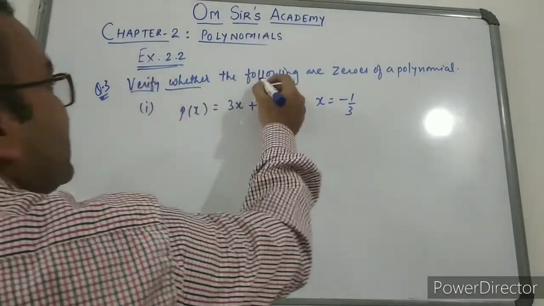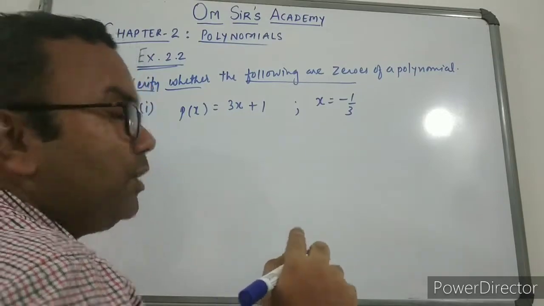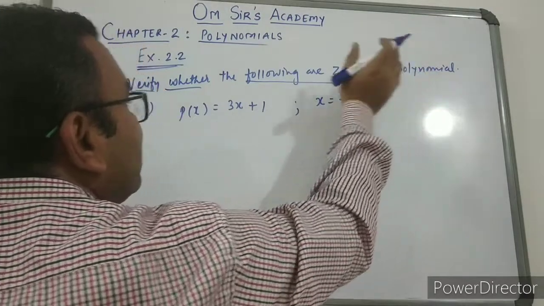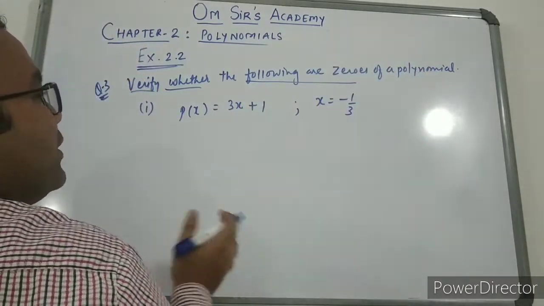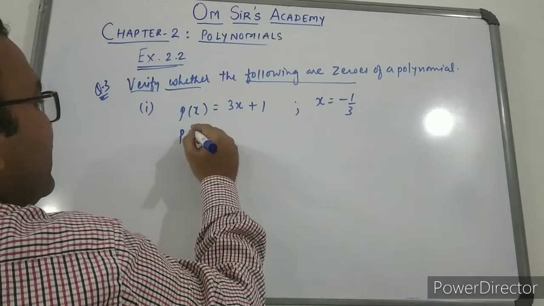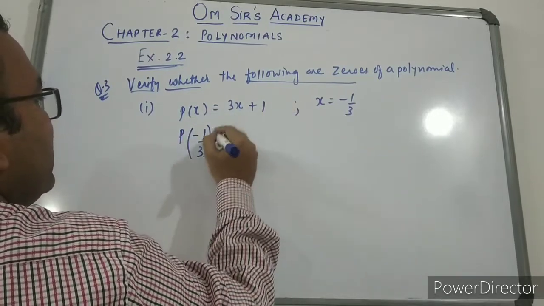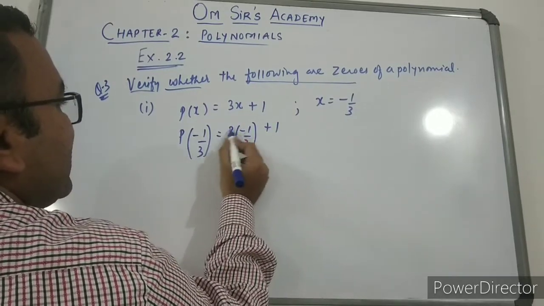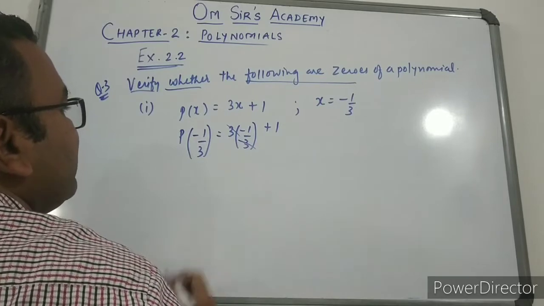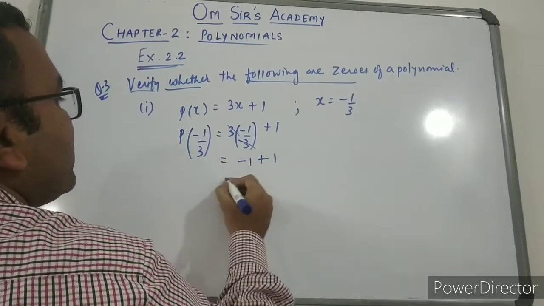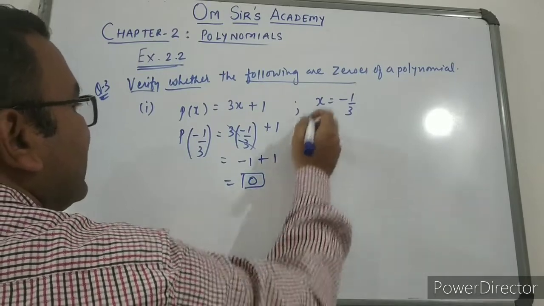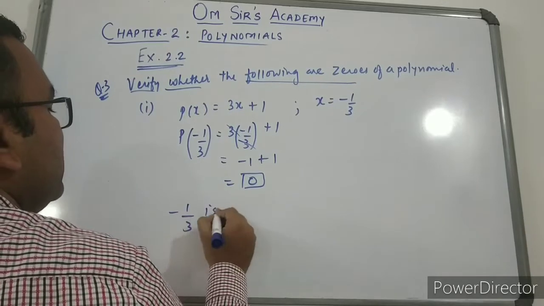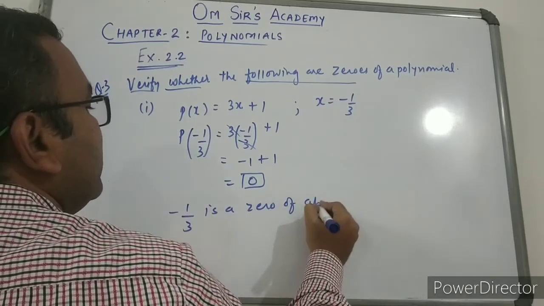We have to verify or check whether they are zeros. So what is the rule for checking? If we substitute this value inside the polynomial and we get the answer 0, then it is a zero of the polynomial, and if we don't get the answer 0, then it is not a zero of the polynomial. So let us try. Instead of x we put minus 1 upon 3. So 3 into minus 1 upon 3 plus 1. Here there is multiplication between these two terms, so 3 will get cancelled. So it will be minus 1 plus 1. Answer is what? 0. So yes, minus 1 upon 3 is a zero of the above polynomial.